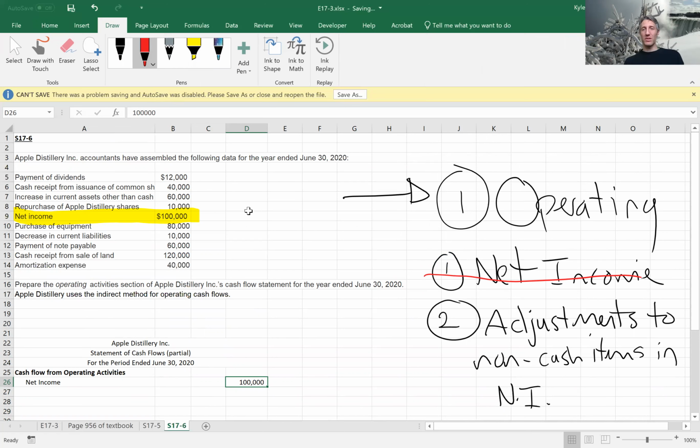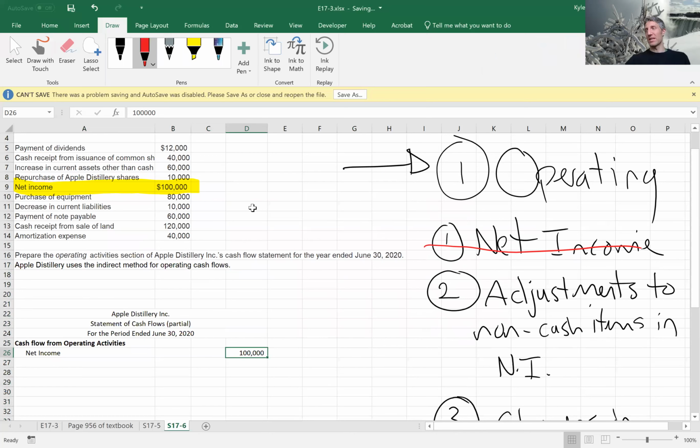Okay, then what we do is we go through the income statement and we add or subtract the non-cash line items on the income statement to net income, right? Because the income statement includes non-cash items. A common example is amortization. It's a non-cash transaction. Since that amortization lowers net income, we need to add it back if we want to figure out the cash that's generated through operating activities.